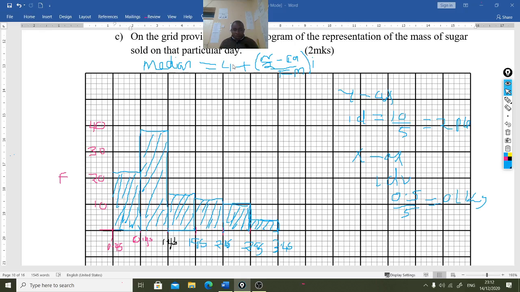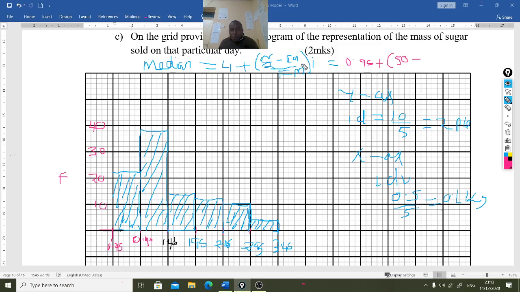The lower limit is now 1.0 minus 0.05, which gives 0.95. Then plus n, the cumulative frequency, which is 100 divided by 2, is 50. So we shall have 50 over 2, which becomes 50, minus the cumulative frequency above the median class.